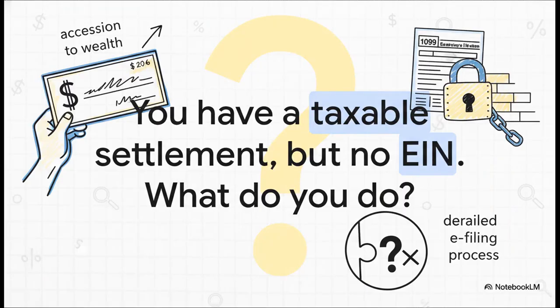So here's the core problem, right? Your client has a check. It's taxable income. They want to do the right thing, report it, and pay their tax. But the payer, who's usually some settlement administrator, flat out refuses to give you their employer identification number. And that one little piece of missing information can bring the entire e-filing process to a screeching halt.